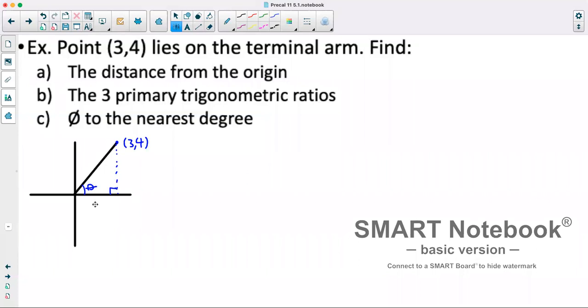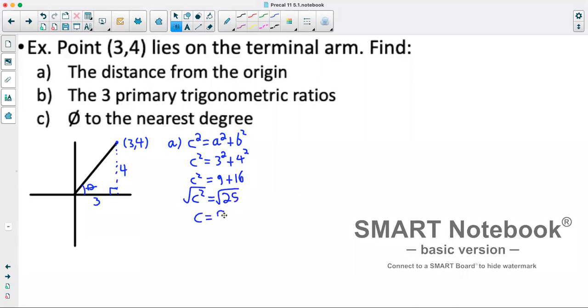We can label two of these sides. 3 is our x value, so that's our horizontal side. 4 is our y value, so our vertical side. Now to get our hypotenuse, we can use something you learned in the past, which is Pythagoras. That's c squared equals a squared plus b squared. So c squared is equal to 3 squared plus 4 squared, so c squared is equal to 9 plus 16, so c squared is equal to 25. Then we'll take the square root of both sides so we can get c on its own. So c is equal to 5.